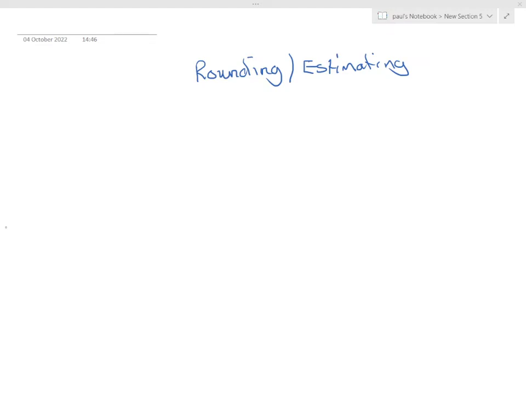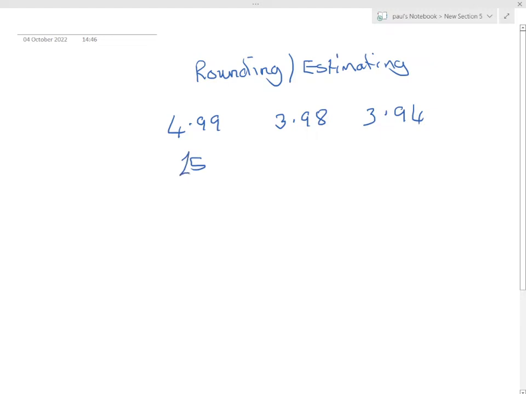Now, a real life problem where you're estimating or rounding numbers is if you go into the supermarket and you buy something that's $4.99, something that's $3.98 and something that's $3.94. What you do is you call that £5, call that £4 and call that £4, and then you just add the rounded numbers or the estimated numbers, which is 9, 10, 11, 12, 13 pounds, so that by the time you get to the checkout you know more or less how much it's going to be. So this is what we're going to do now.